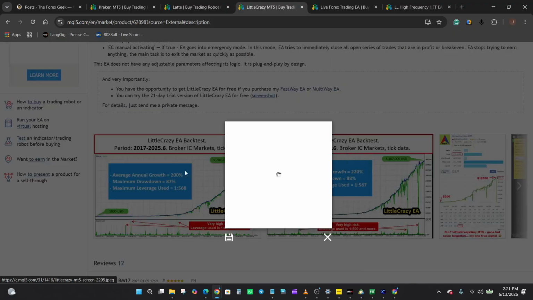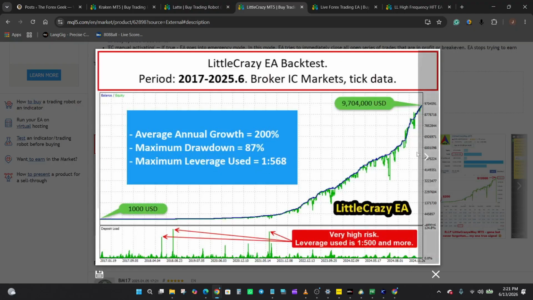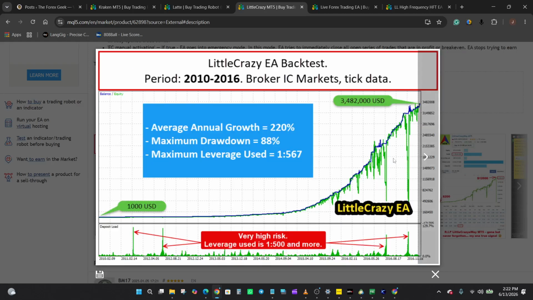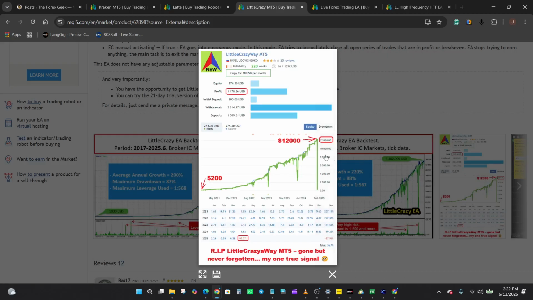All right, now let's just briefly look at some of the provided information here. We are seeing period 2017 to 2025. Average annual growth was 200%, maximum drawdown 87%. Wow, that is actually much. 87% drawdown is crazy. Well, the name of the EA is LittleCrazy. Not surprised. Anyways, average annual growth for this second backtest data shows us 220%, maximum drawdown 88%, maximum leverage 1.567. Here again, we can see that the EA seems to have performed well.